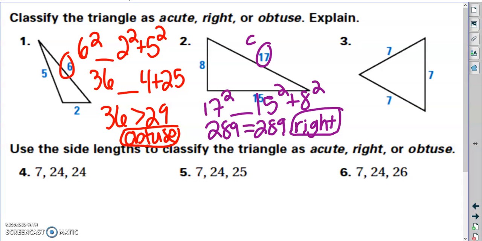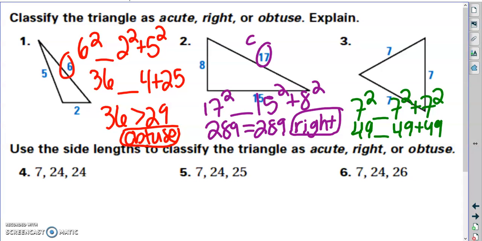Ooh, these are all three the same length, 7, 7, 7, so it doesn't matter which one you choose as c. So 7 squared is what to 7 squared plus 7 squared? Well, automatically we know the left side's going to be less than, right? 49 is less than 49 plus 49. 49 is less than 98. And so that makes it an acute triangle.